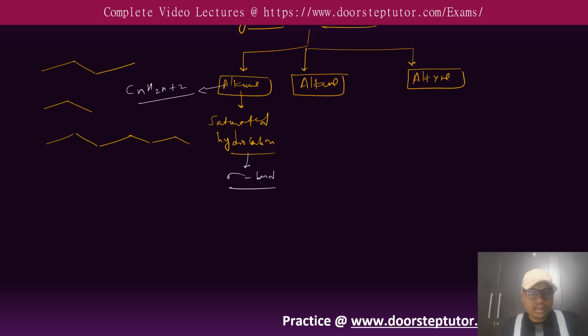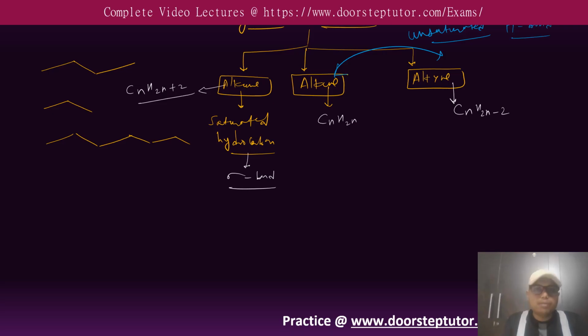When we talk about the alkene, the general formula of the alkene is CnH2n. The general formula of the alkyne is CnH2n-2. The alkene and alkyne are also known as unsaturated hydrocarbons. It means they will have the pi bond as well. They will not only have the single bond, they will have the double bond as well.